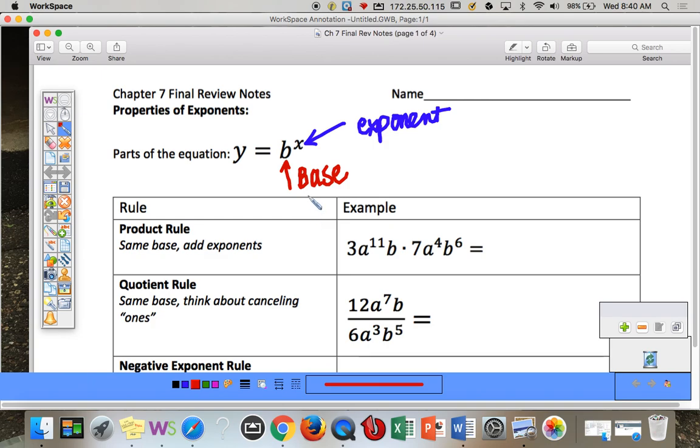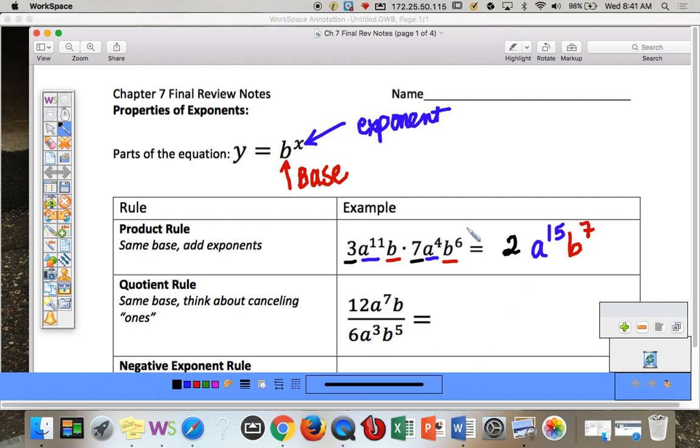And we learned a bunch of rules, such as the product rule. If they have the same base, you're going to add the exponents. So for example, for A, we have 11 A's and we have 4 A's. So we add the exponents, we would have 15 A's. We look at the B's right here. We have 1 B and 6 B's. We have 7 B's. And 3 and 7 are different bases, but they're numbers, so we can multiply them. 3 times 7 is 21. So if we were to simplify that, we would get 21, a to the 15th, b to the 7th.